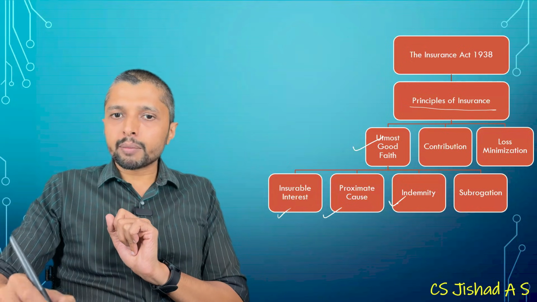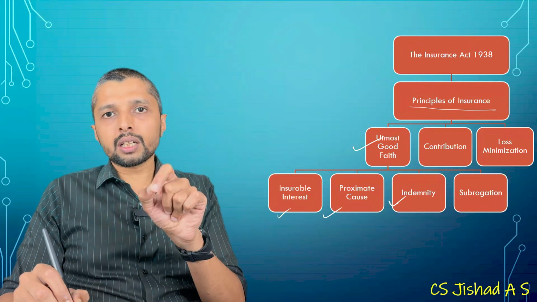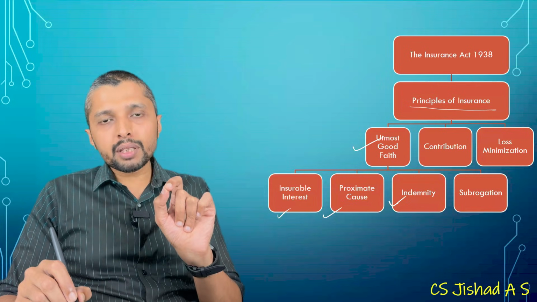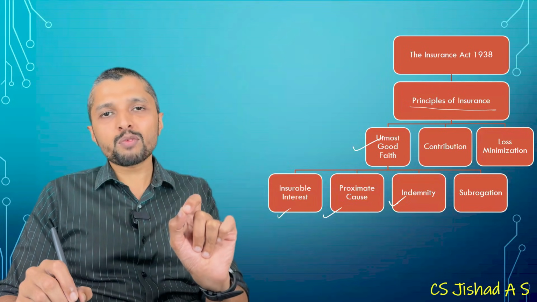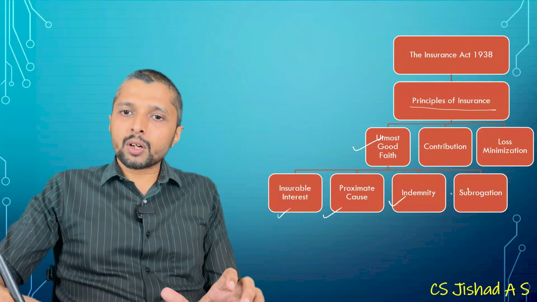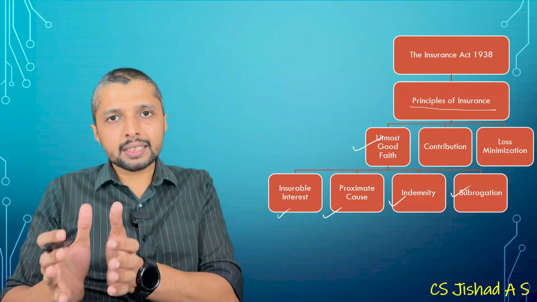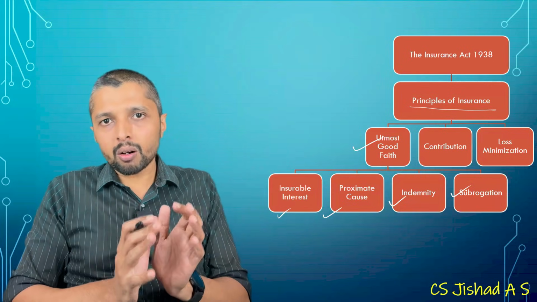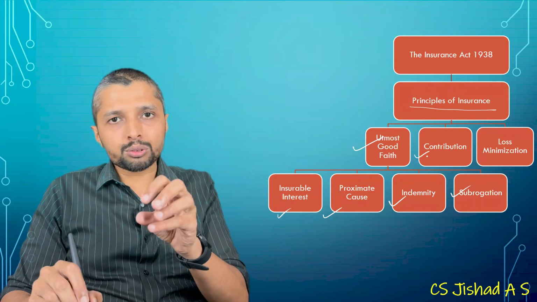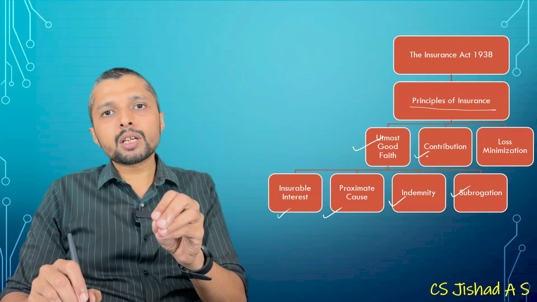Then indemnity: the insured will be restored to the previous position before the loss. That clearly specifies the insured will not be entitled to make any profit out of the insurance contract. Then subrogation means that after indemnifying, all the parts, pieces and scraps will be owned by the insurer or the insurance company. Then contribution: the actual loss incurred by the insured will be indemnified by the company.